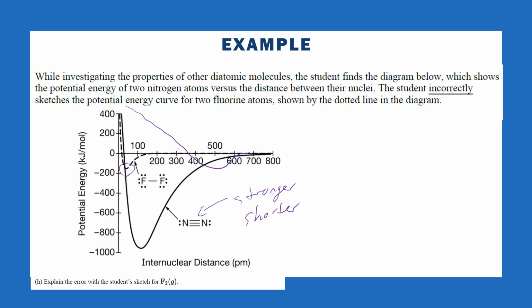And of course, my drawing's not great, but the error is that the fluorine bond should be longer, have a greater internuclear distance than the nitrogen bond. And that was just 1 point.